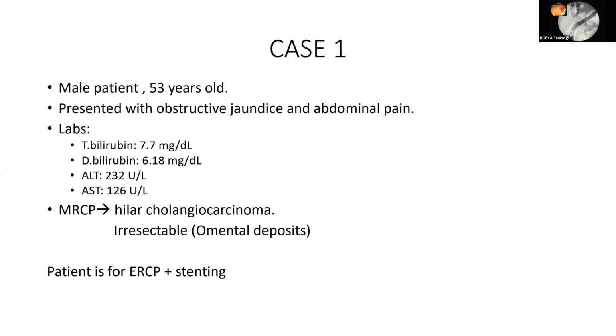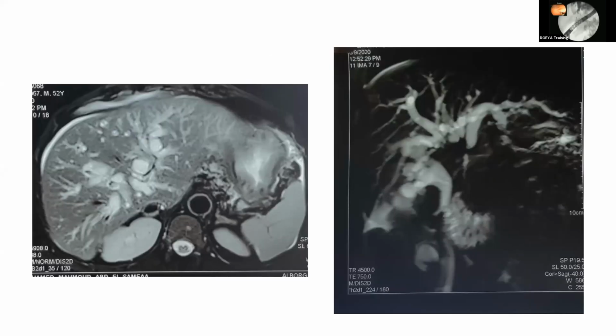The first case is a male patient, 53 years old. He presented with obstructive jaundice and abdominal pain. His labs showed total bilirubin of 7.7, direct bilirubin of 6.18. MRCP showed hilar cholangiocarcinoma and irresectable omental deposits. The patient is for ERCP and stenting. MRCP showed the following lesions.